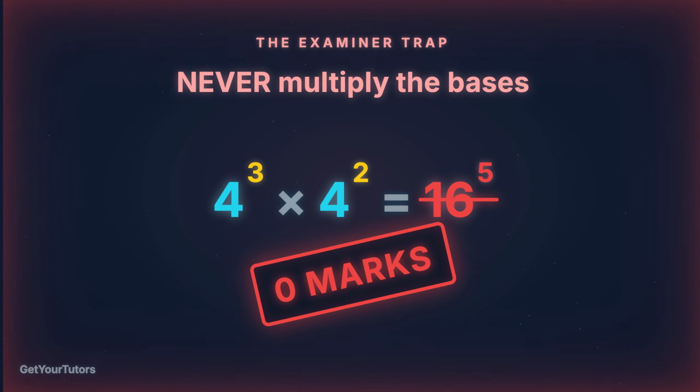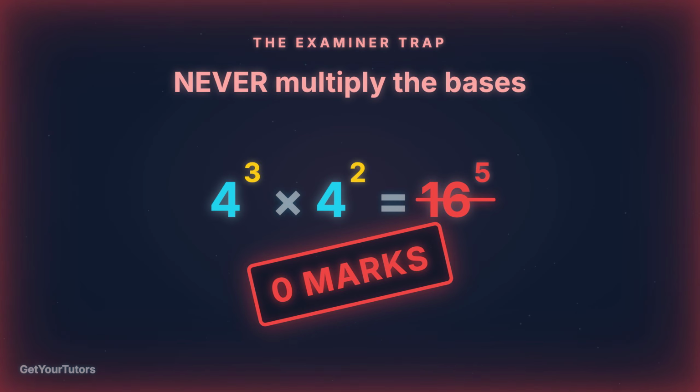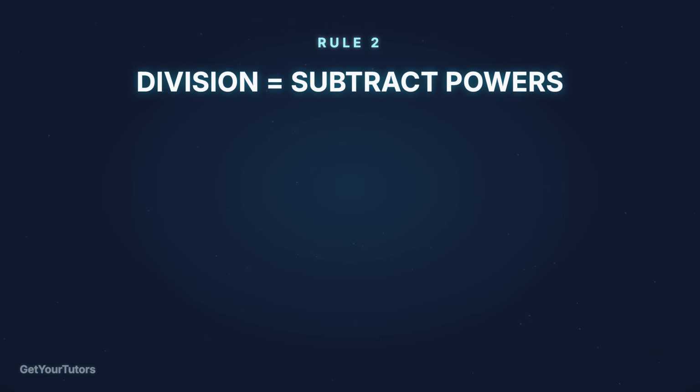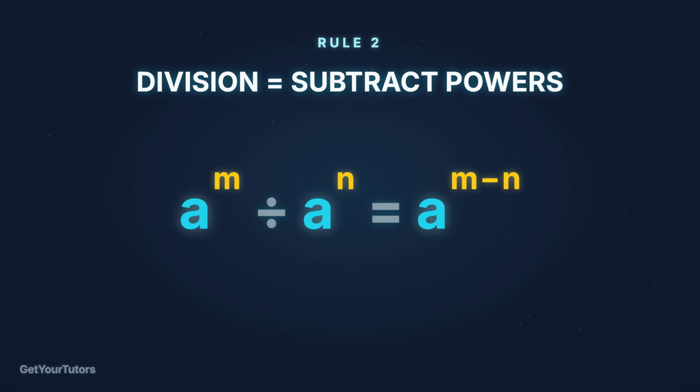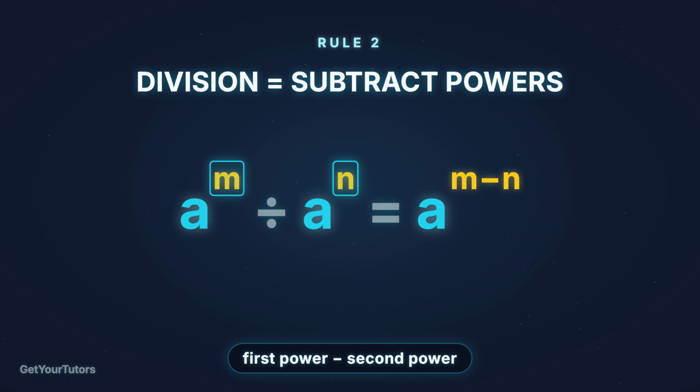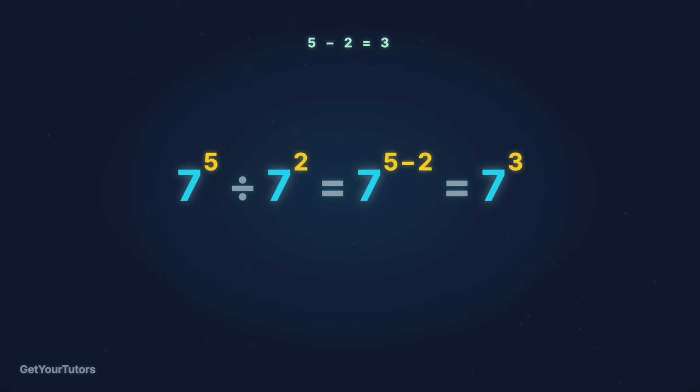Do not fall for the examiner trap. Never multiply the large base numbers together. Do not write 16 to the power of 5. The opposite is also true. When dividing indices with the exact same base, you must subtract the second power from the first power. 7 to the power of 5 divided by 7 squared. 5 minus 2 equals 3. The correct answer is exactly 7 cubed.